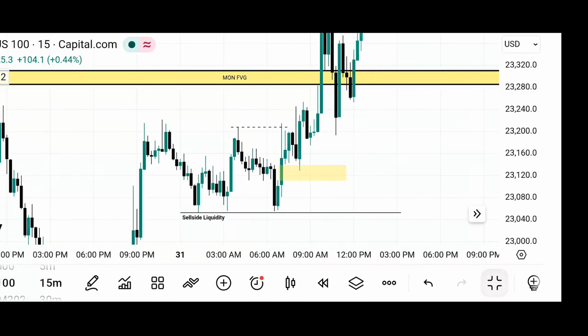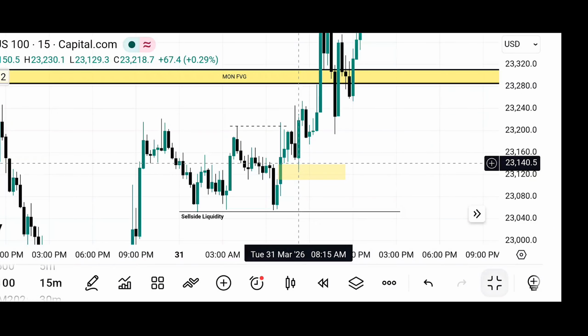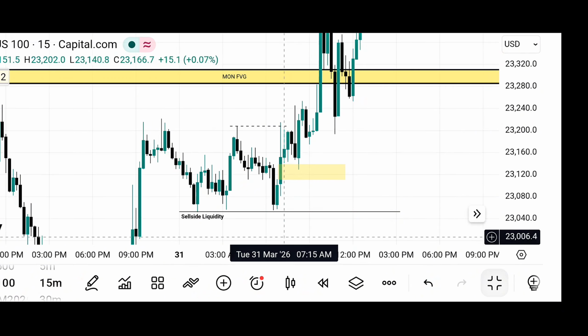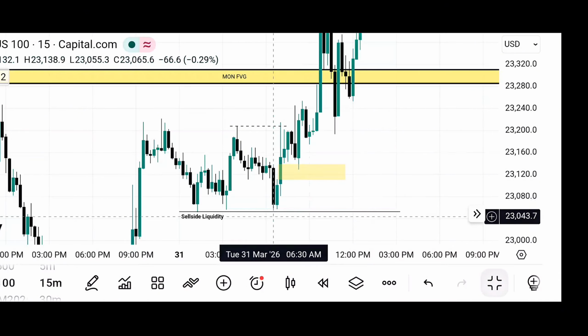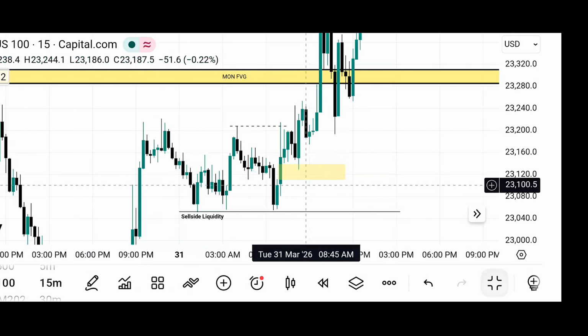So you can confidently place a buy stop right here at the top of this fair value gap, not worrying if price would run down to take out this sell side liquidity, because a divergence has actually taken place in price.